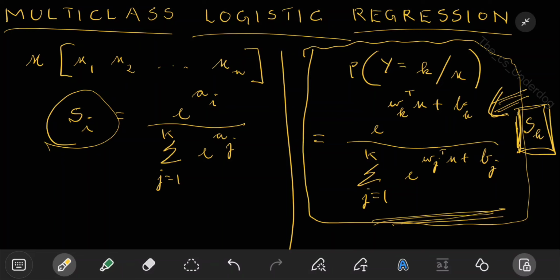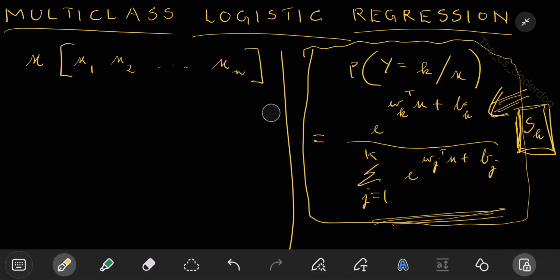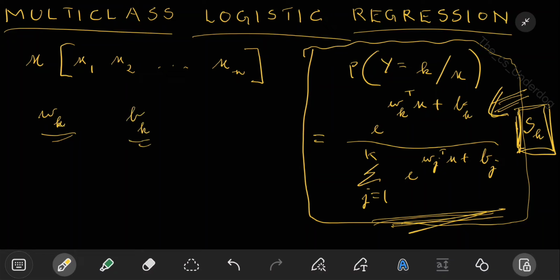And what are these terms? Let me explain so that there is no confusion hereafter. What are each of the terms here? The term wk used here is the weight vector corresponding to the kth class. And bk is the bias corresponding to the kth class, which you can also call W0. I'm not using W0 because then you would have to write W0k, which would be tougher to understand.